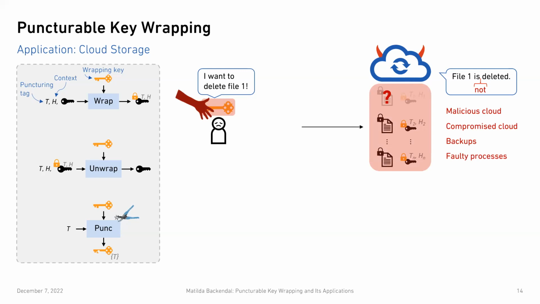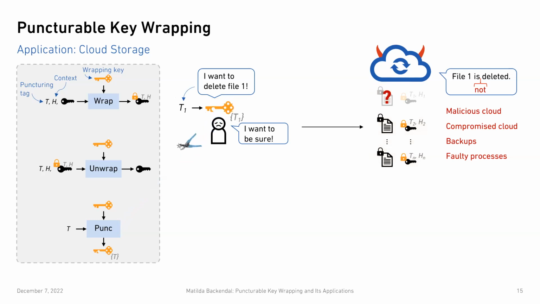So that's where functional key wrapping comes to the rescue. If the user wants to be sure that they have forward security of the deleted files, they would generate the tag corresponding to the file that they want to delete, and then use the puncturing algorithm of the punctuable key wrapping scheme to update the wrapping key. And crucially, replace the old copy of the wrapping key with this punctured version. Because the new punctured version can no longer be used to unwrap the data encryption key that was used to encrypt the file that you want to delete. So if the punctured wrapping key is compromised, then we have confidentiality of the deleted file.